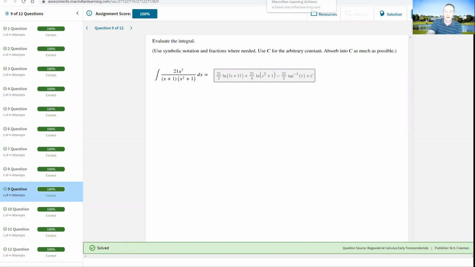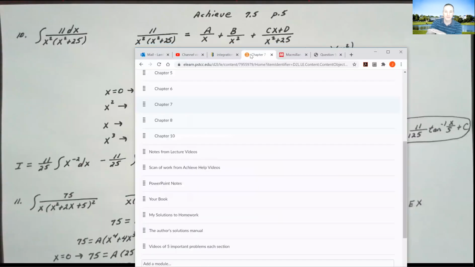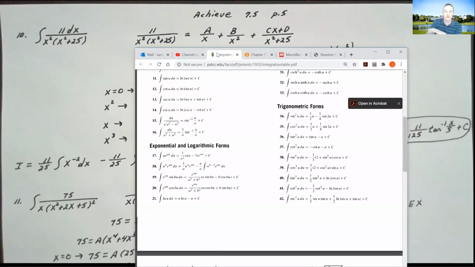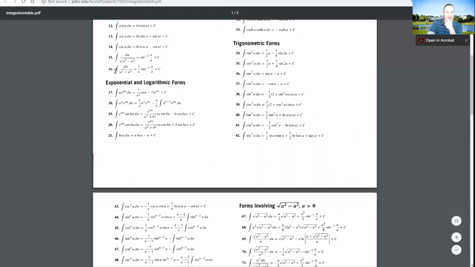To show you where that came from, I believe I have my table of integrals open here. Let me pull that over. Yeah, there it is. Number 16 on this, you'll see my table of integrals.